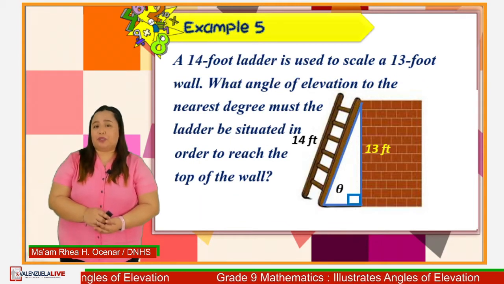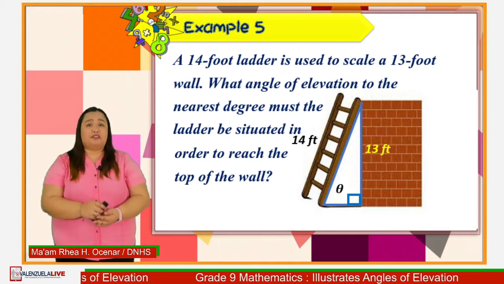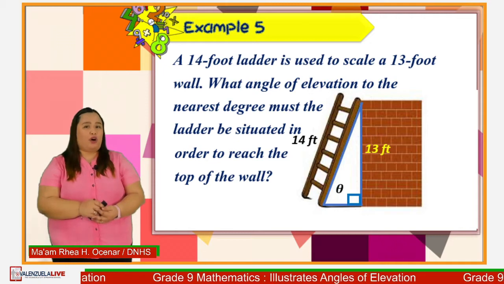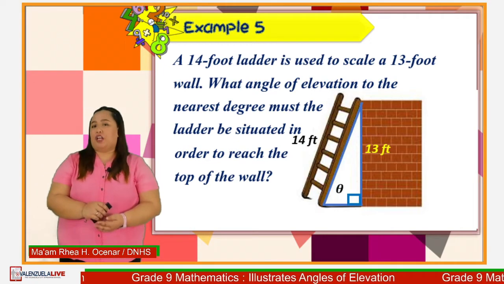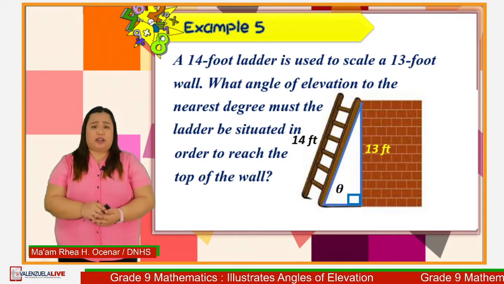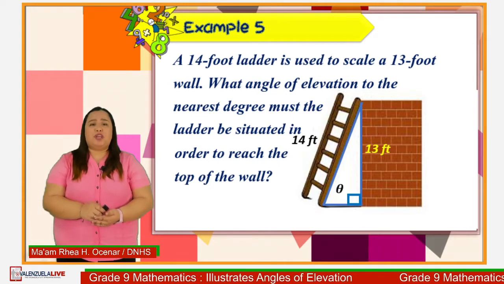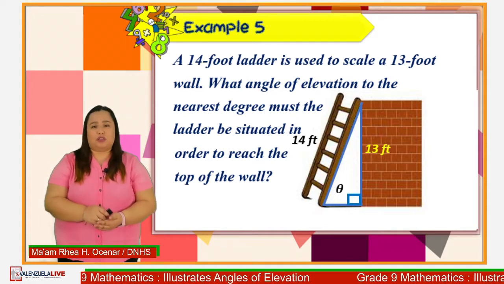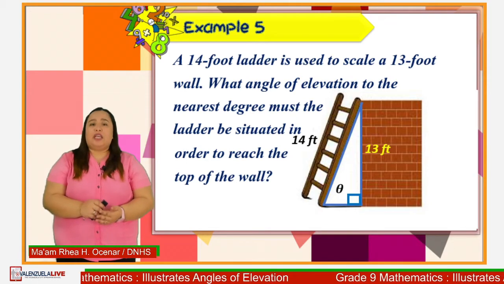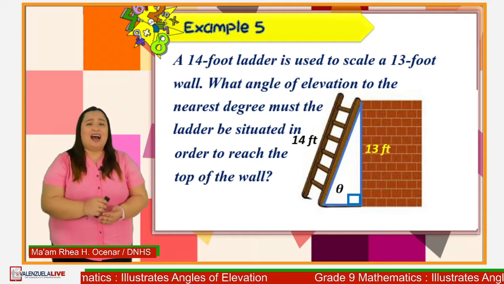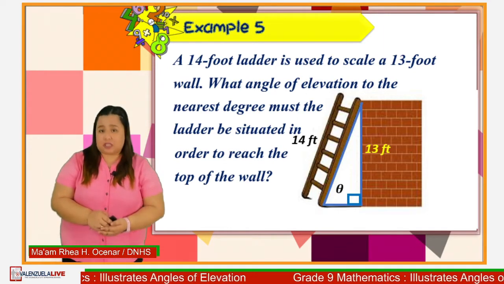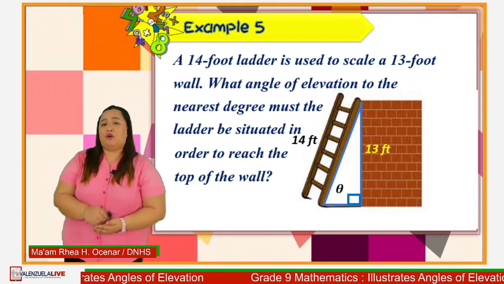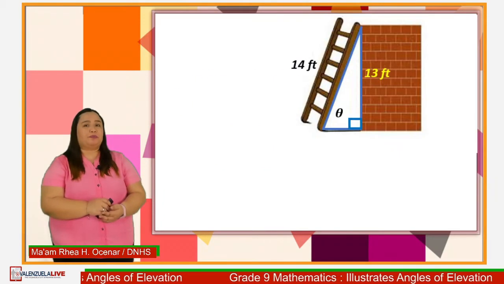Next example. A 14-foot ladder is used to scale a 13-foot wall. What angle of elevation, to the nearest degree, must the ladder be situated at in order to reach the top of the wall? In problem number 5, the angle of elevation is missing. Let us identify what function will be used in order to solve the problem.